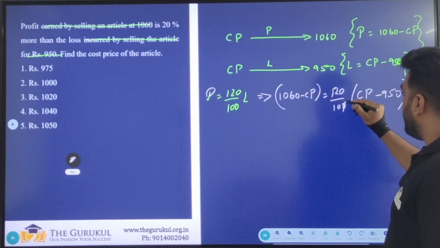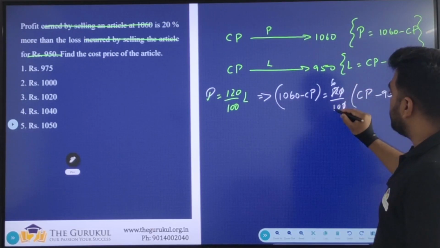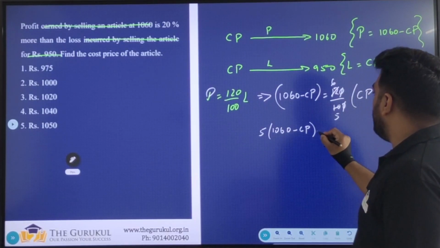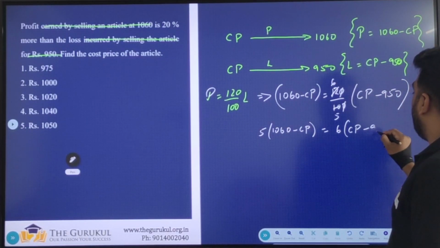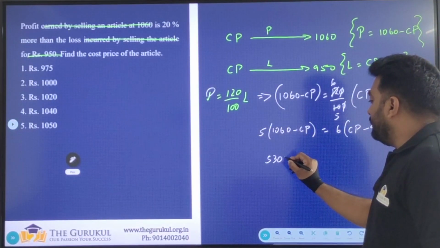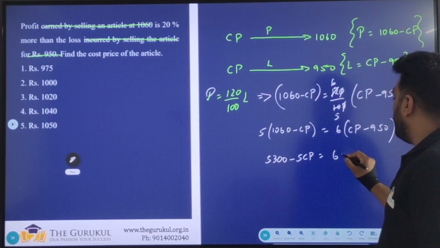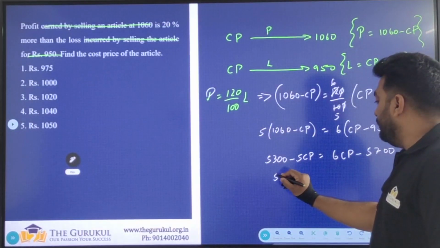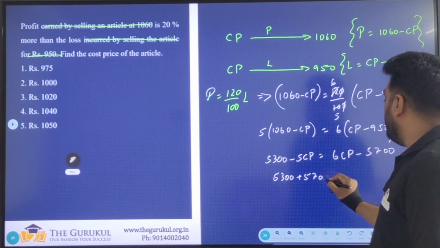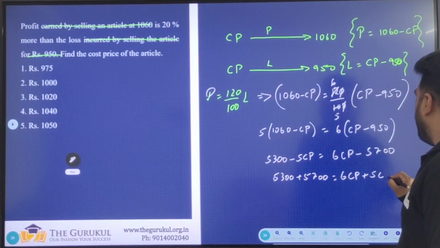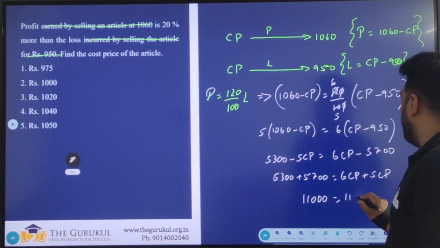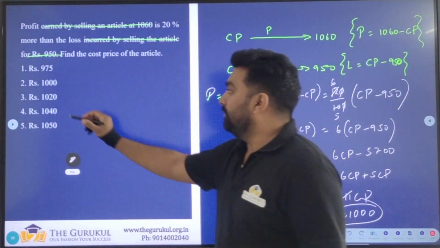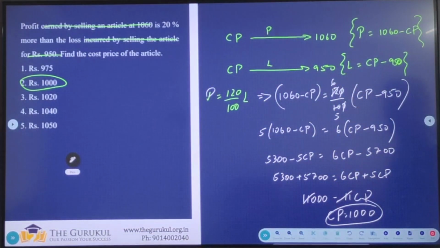Now multiply. Anyway, let's cancel this first. This will be 6, this will be 5. So if I send this to this side, 5 into 1060 minus cost price is equal to 6 into cost price minus 950. So this will be 5300 minus 5 cost price equal to 6 cost price minus 5700. So let us send this to this side. 5300 plus 5700 equal to 6 CP plus 5 CP. 11,000 is equal to 11 into cost price. This gets cancelled. Cost price equal to 1000 rupees, which is option 2. Find the cost price of the article.